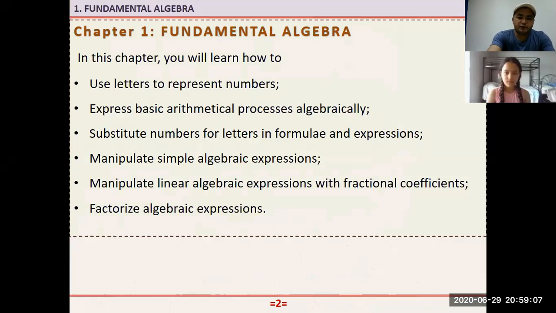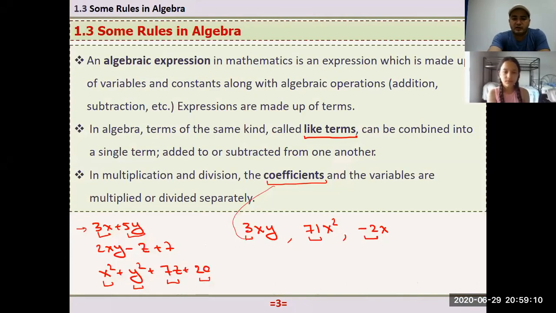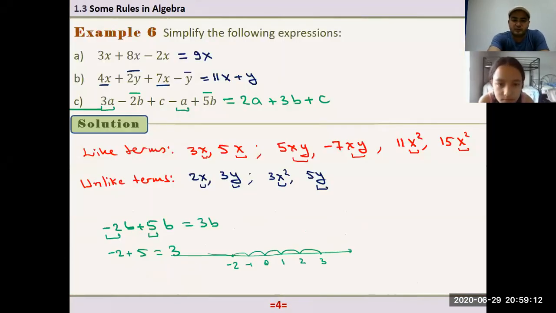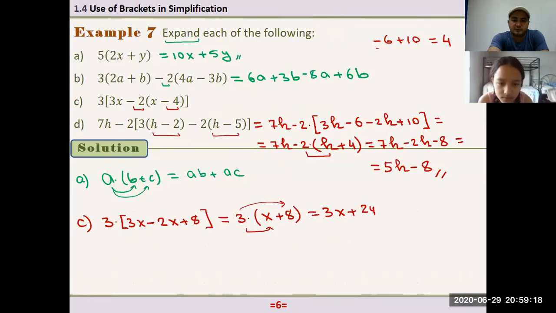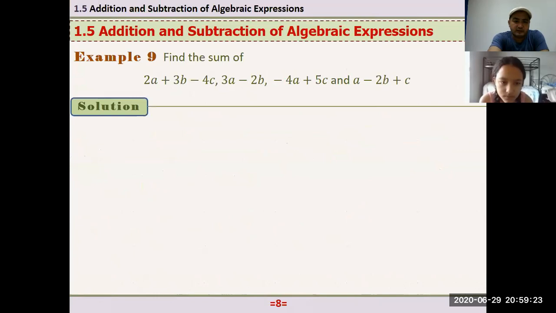So last time we were talking about some rules in algebra, right? Simplifying algebraic expressions, and use of brackets and simplification. It means in simplifying algebraic expressions. And we did these examples, right? And also that example. So we stopped here, I think. So quickly, we'll just have a look at these examples.